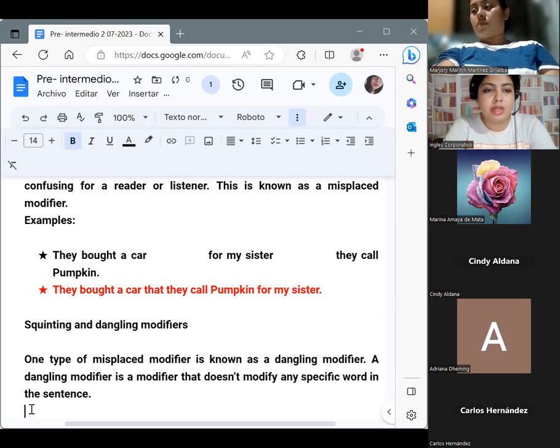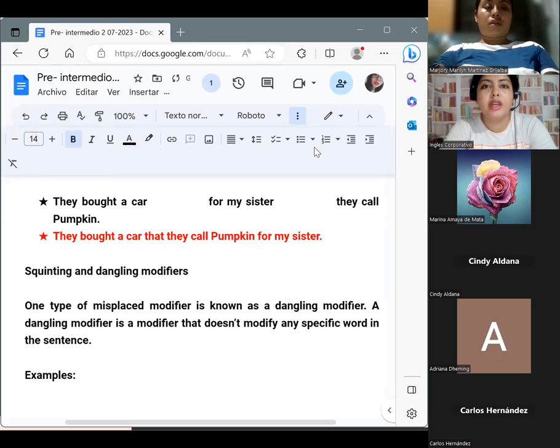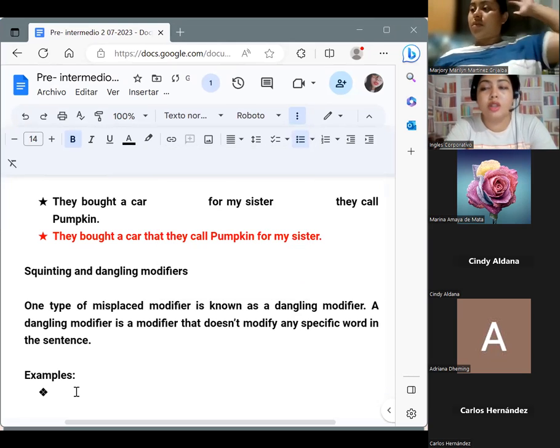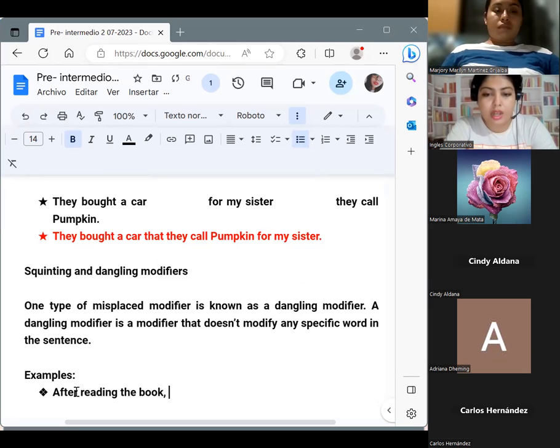We are going to see some examples. So we are going to see how this functions, because it's kind of weird to use this kind of sentence without knowing that they are not making sense together. So we have this one. After reading the book, I thought the movie was great.